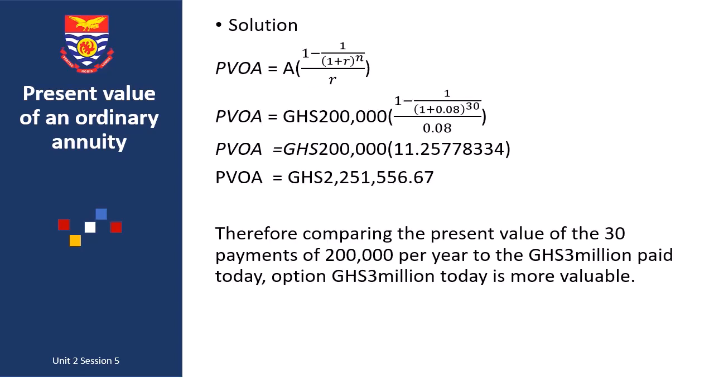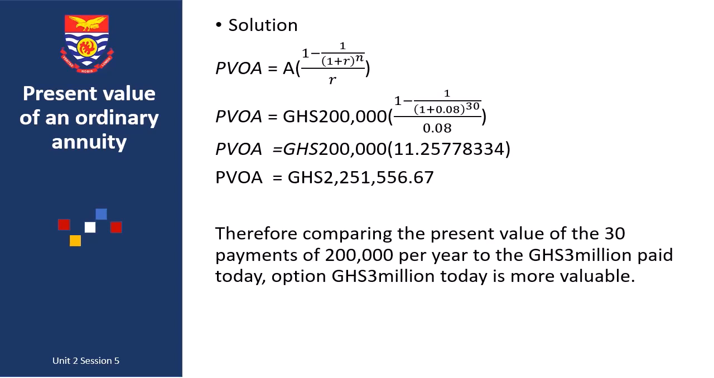So first of all, we have to find, as I said, the 30 payments occurring at 200,000 per year. We have to convert them to the present state or today's value before we can compare it to the 3 million Ghana cedis, which is occurring just today if we opt for that option. So because the payment is occurring at the end of the period, we go by the ordinary annuity.